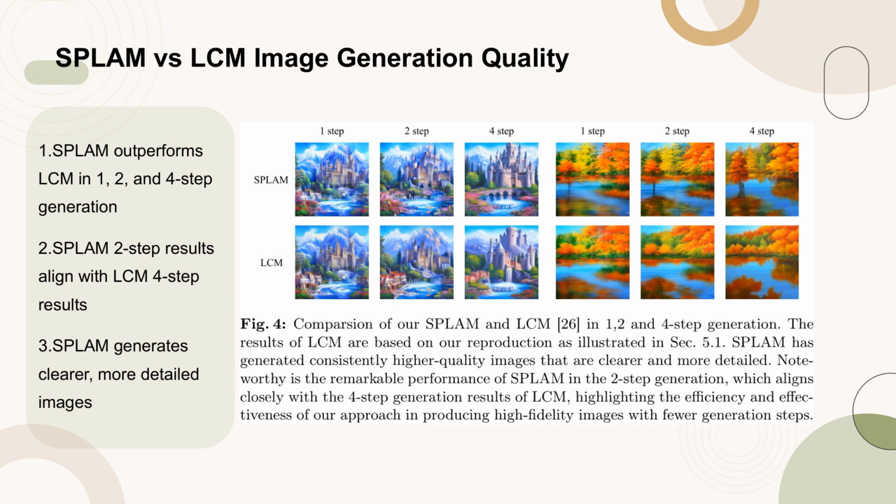Figure 4 presents a comparison between our SPLAM and LCM [26] in 1, 2, and 4-step image generation tasks. The results from LCM are based on our reproduction, as detailed in Section 5.1. Our SPLAM consistently produces higher quality images that are notably clearer and more detailed. A significant observation is the exceptional performance of SPLAM in the 2-step generation, which closely matches the 4-step generation results of LCM. This highlights the efficiency and effectiveness of our approach in creating high-fidelity images with fewer generation steps.